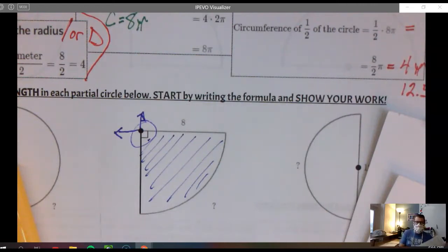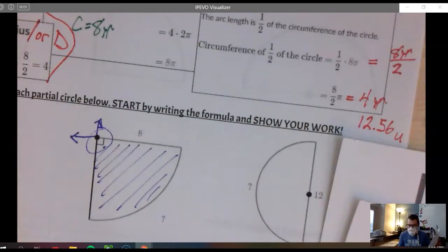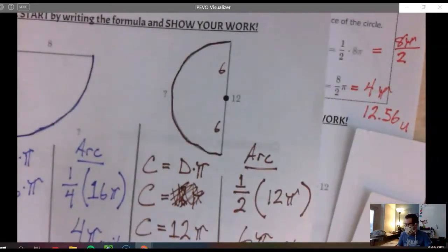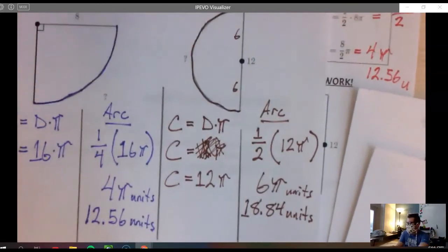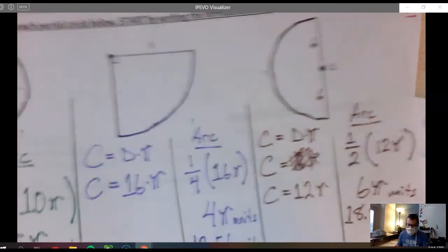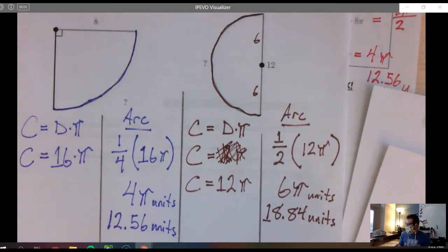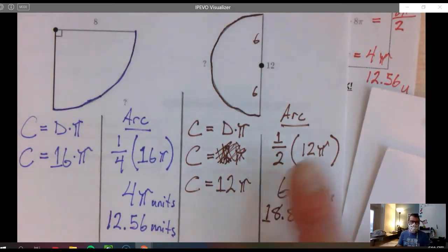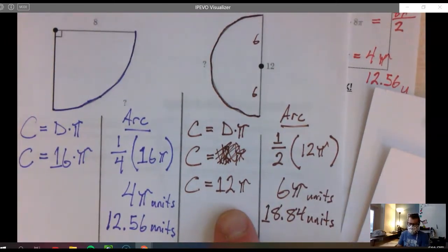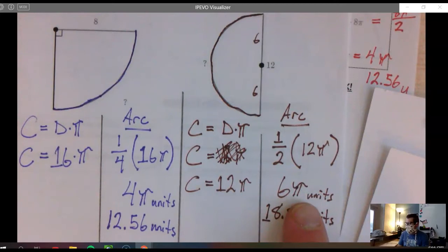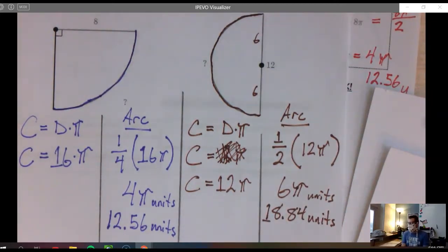Do we have the last one done, or do we need more time? And division works. Division works on this one. Yeah. So we're going to end up doing half of 12 pi, which is 6 pi, or 18.84 if we multiply by 3.14. Guys, please ask me if you have questions, like right now.